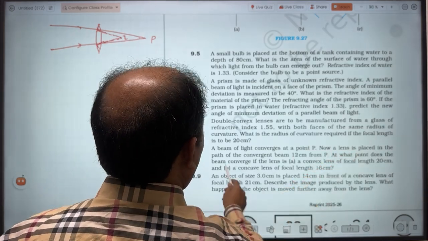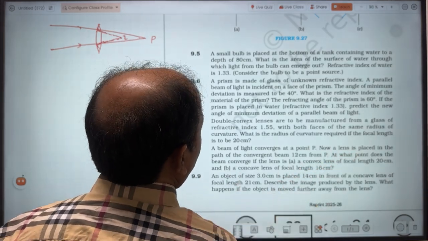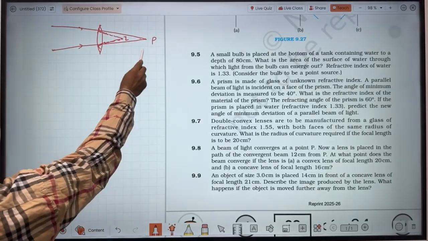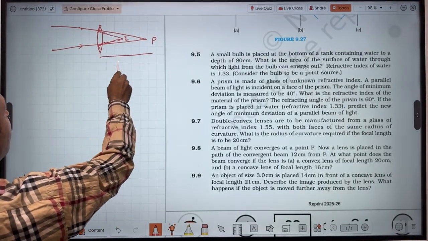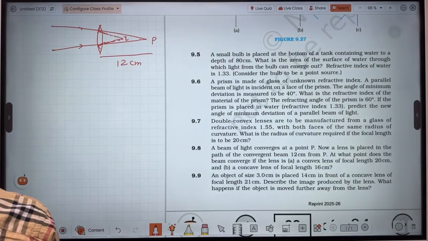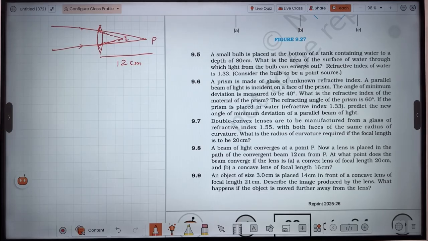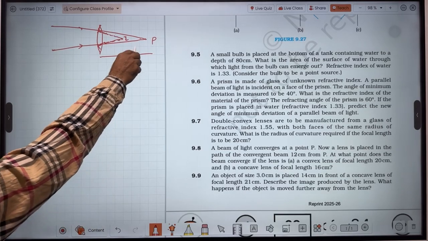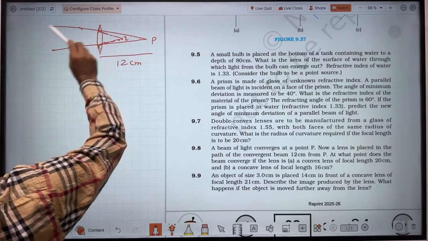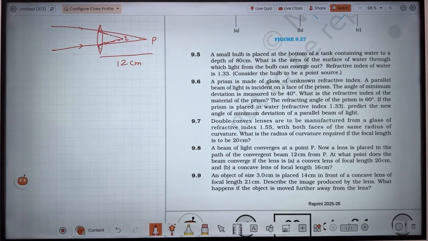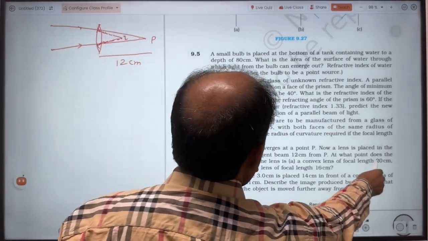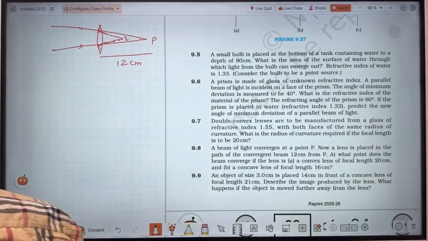Now a lens is placed in the path of the convergent beam 12 centimeter from P. So here this distance is given as 12 centimeter, right? So you have to find out what is the new position. So it is very obvious. We can assume that this is the object whose image is formed over here, and focal length is given as 20 centimeter, which will be positive.